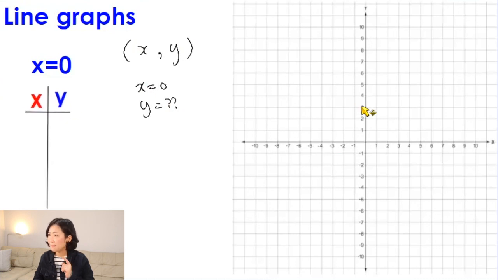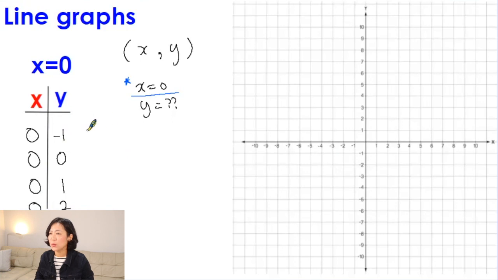Then you need to remember, in the coordinate plane, they are always working together. The x equals 0 means whatever y you have, your x is 0. See, if your y is 0, x is 0. If your y is 1, x is still 0. Let's see, if your y is minus 1, x is 0. So let's see the coordinates of the points.